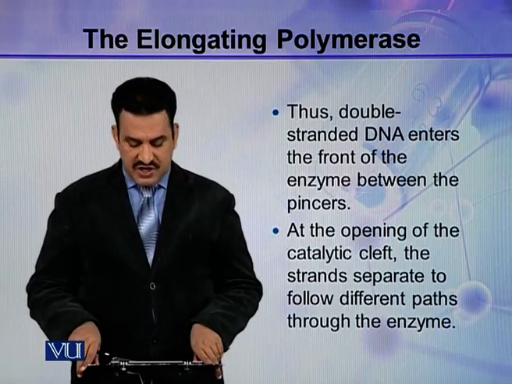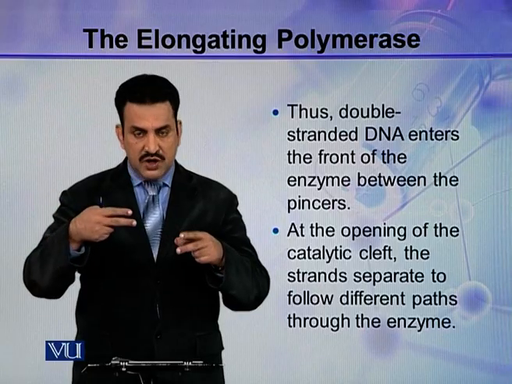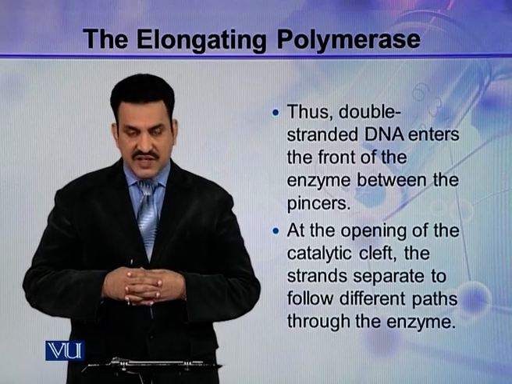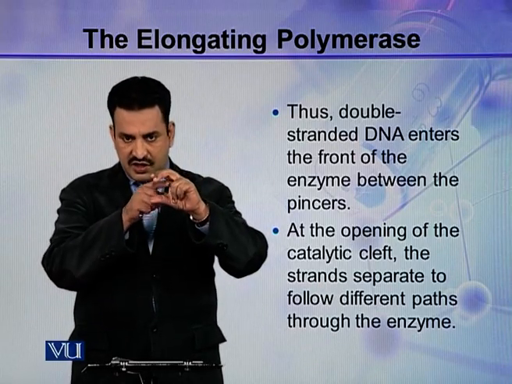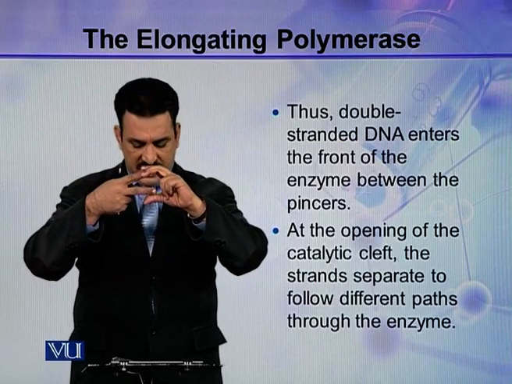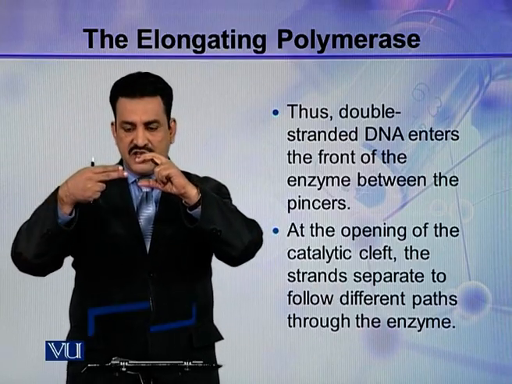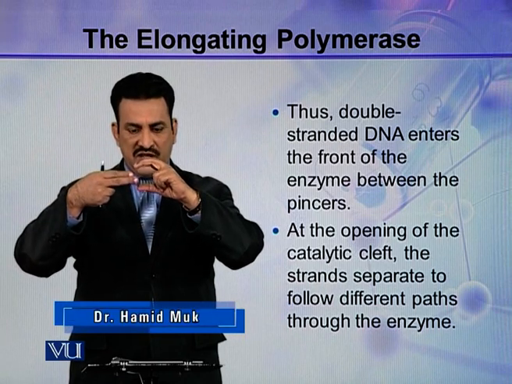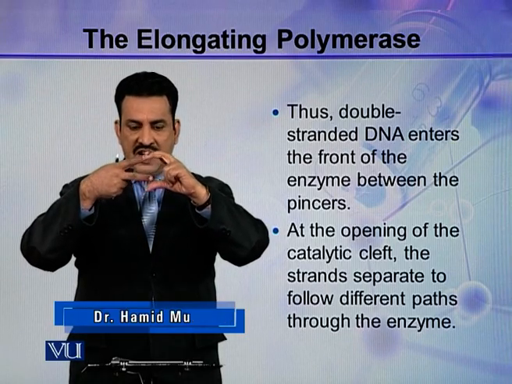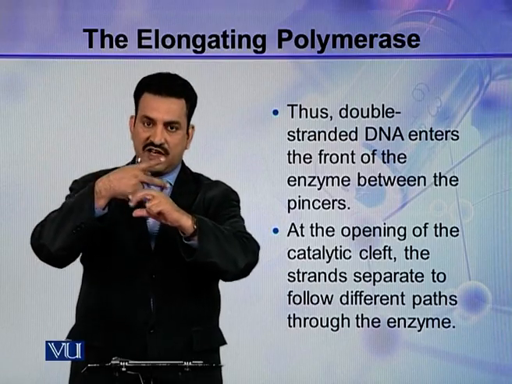Thus, double-stranded DNA enters the front of the enzyme between the pincers like this, at the opening of the catalytic cleft. At the opening, the two strands separate and they follow different paths. So when they enter the enzyme, they are double stranded. When they reach the active center cleft, they become separated, and the two separate strands take different pathways inside the enzyme.